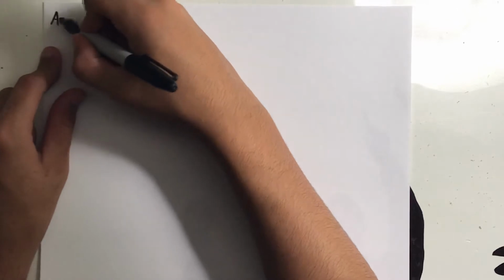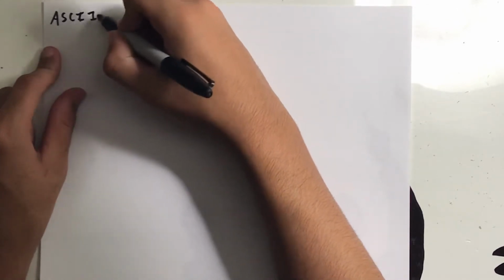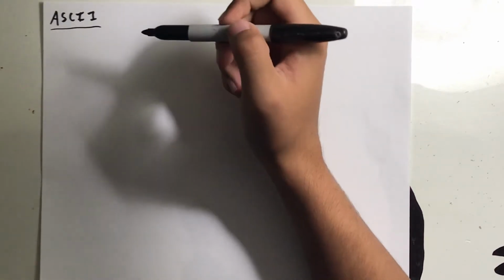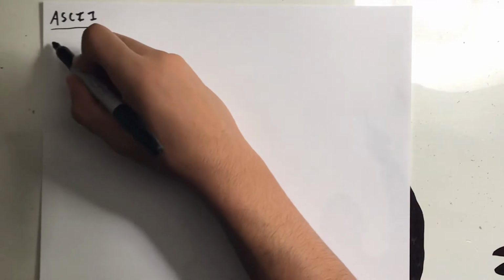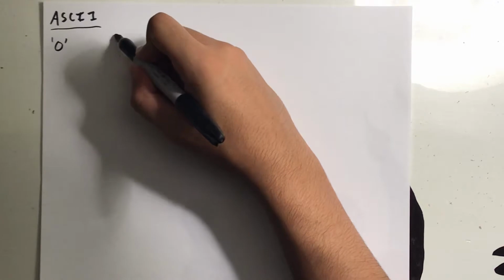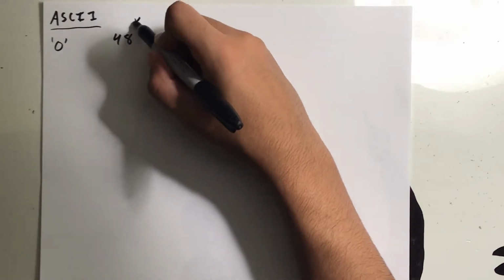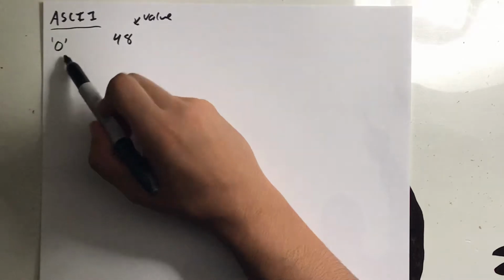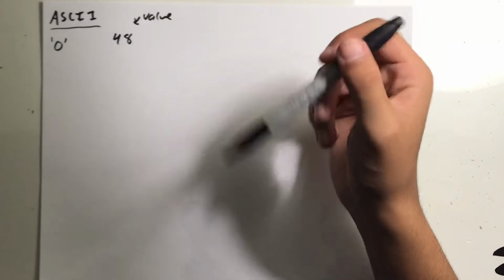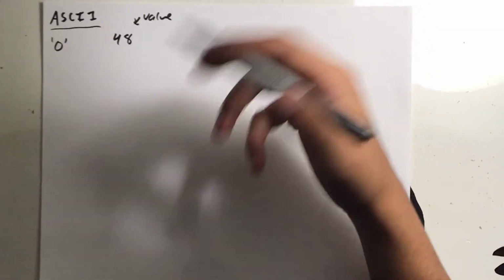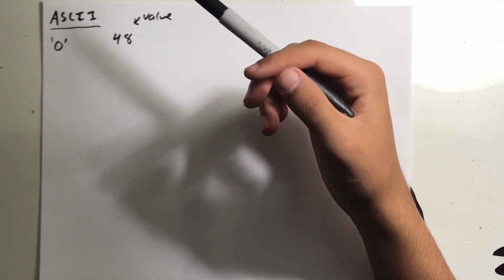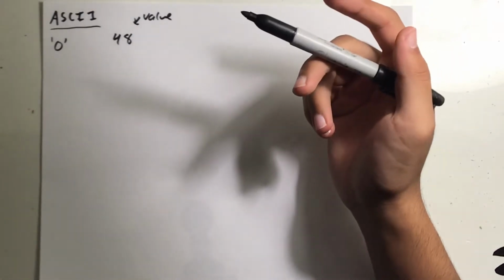So ASCII values, these guys are associated with chars. So let's see, the character 0. The ASCII value for that is 48. So the character 0 has an ASCII value of 48, meaning the character 1 has a value of 49. The character 2 has an ASCII value of 50, and so forth, right?